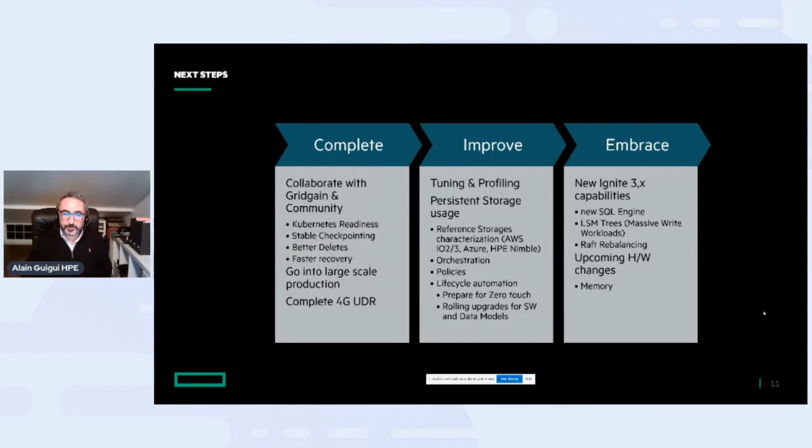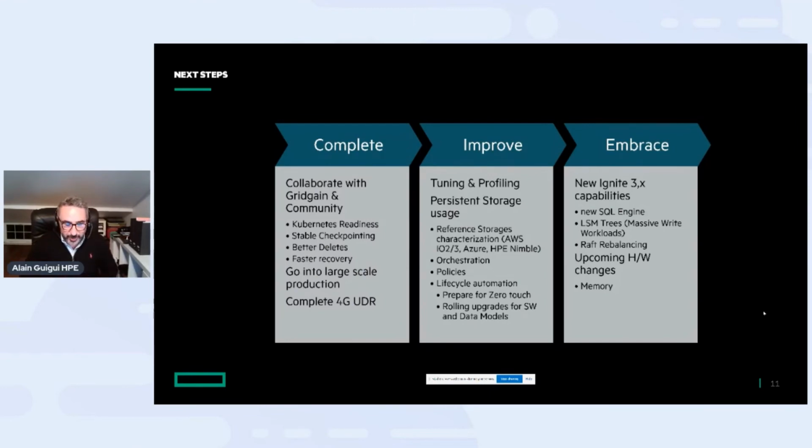Because most of the time in a cloud infrastructure, the IOs are shared, right? So it's very critical, especially to reach those massive throughputs and ultra low latency, to make sure that the IOs can be guaranteed. So we will do some reference storage characterizations on AWS, on Azure, with also HP specific storage, right? And then we will continue to progress on orchestration and lifecycle automation.